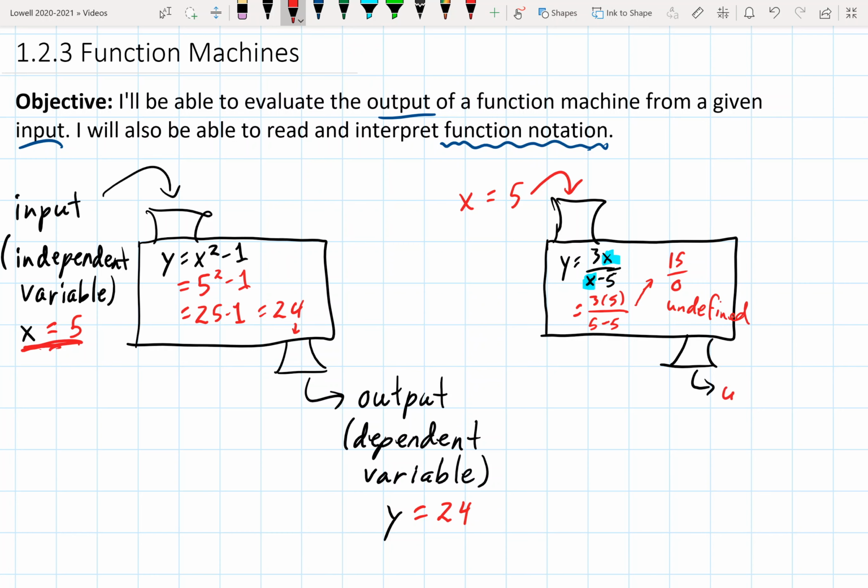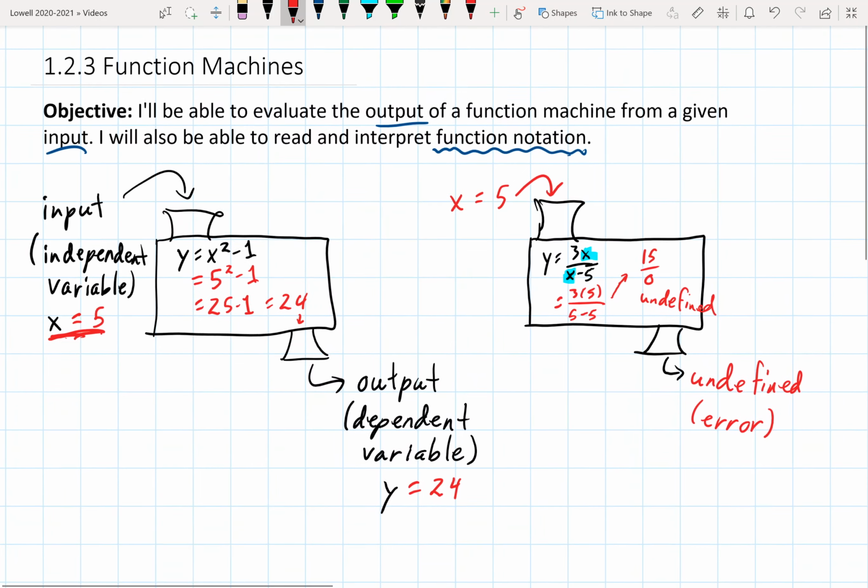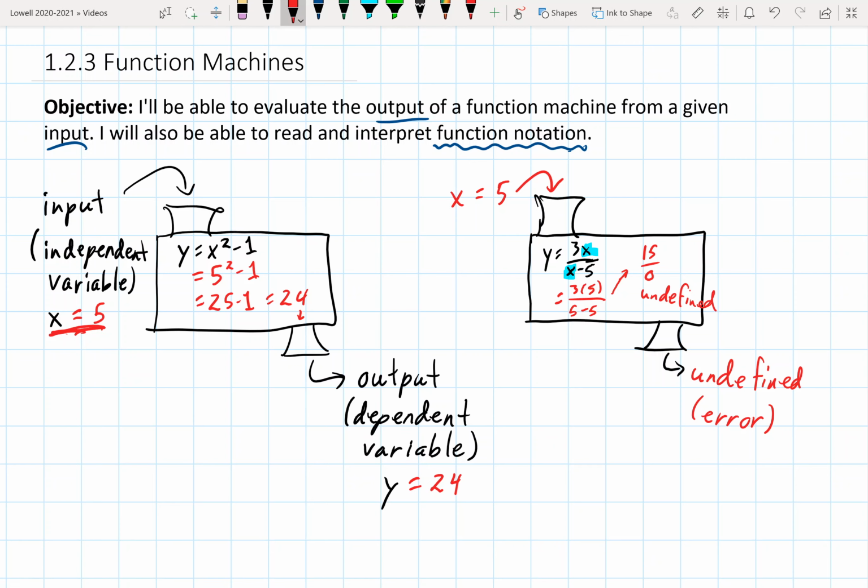And so that's basically what's going to come out, because there is no number for 15 divided by 0. Undefined or error. So this is why, if you did 15 divided by 0 in your calculator, it says error. You might say domain error. So when we plug in, this is an interesting one.